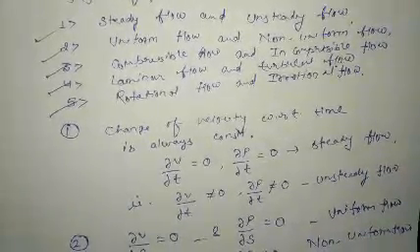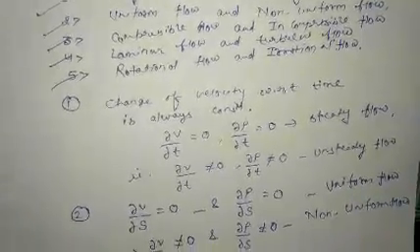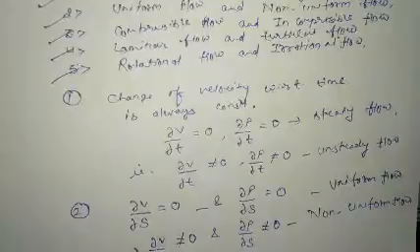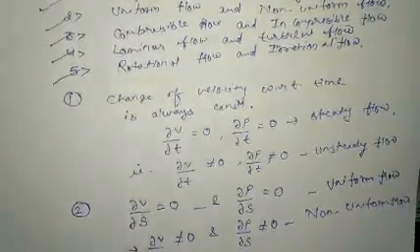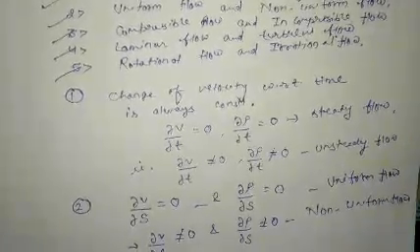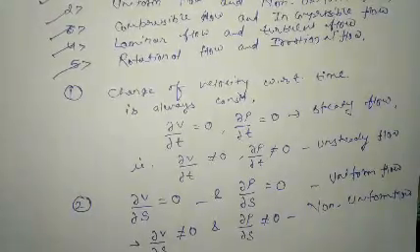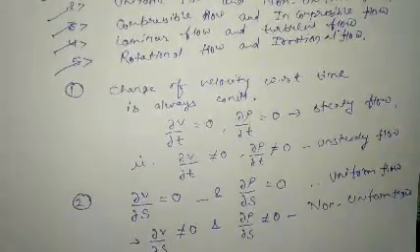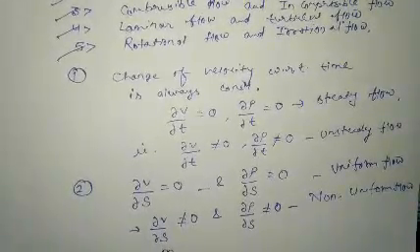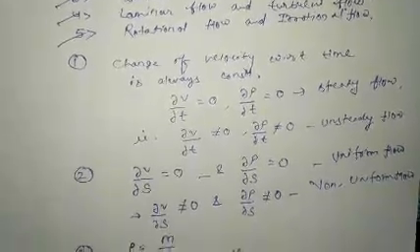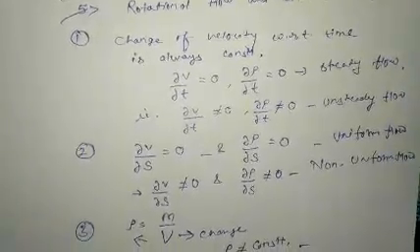The second is uniform flow. Uniform flow says that if the change of velocity with respect to displacement is equal to constant or equal to 0, and del rho upon del S is also constant, that is uniform flow. And non-uniform flow is the vice versa of uniform flow, that is, it is not always constant. That del V upon del S is not equal to 0 and del rho upon del S is also not equal to 0.